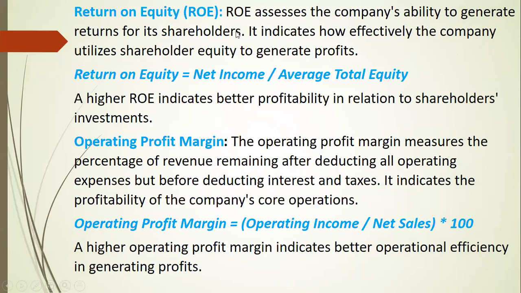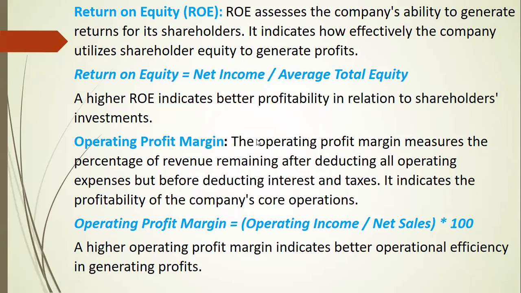Then we have also return on equity. So return on equity assesses the company's ability to generate returns for its shareholders. It indicates how effectively the company utilizes shareholder equity to generate profit. So this is the utilization of shareholders' investment or shareholders' equity. It will be net income divided by average total equity. A higher return on equity indicates better profitability in relation to shareholders' investment, isn't it?